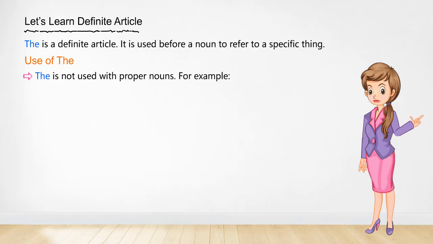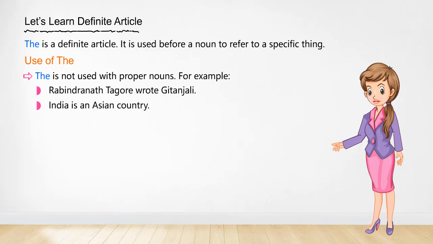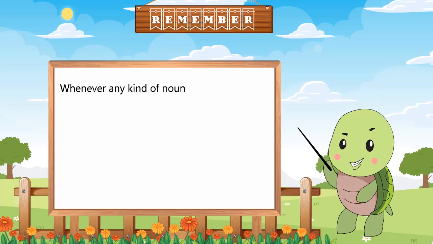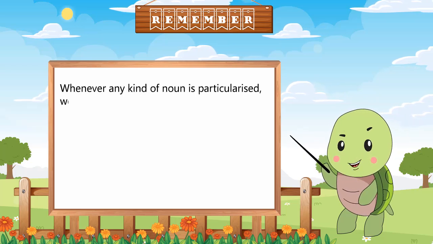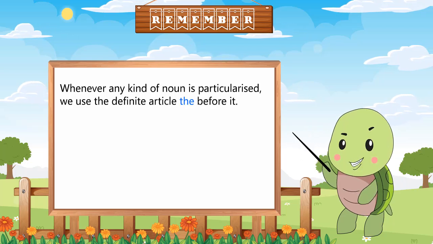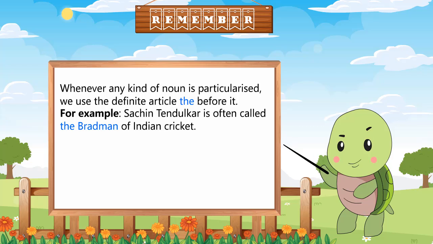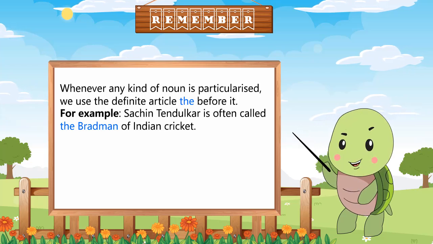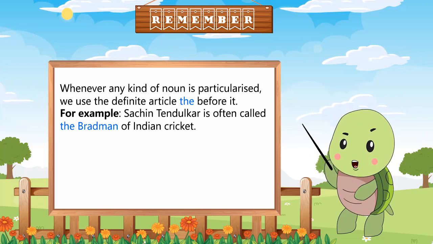The is not used with proper nouns. For example, Rabindranath Tagore wrote Gitanjali. India is an Asian country. Remember, whenever any kind of noun is particularized, we use the definite article the before it. For example, Sachin Tendulkar is often called the Bradman of Indian cricket.